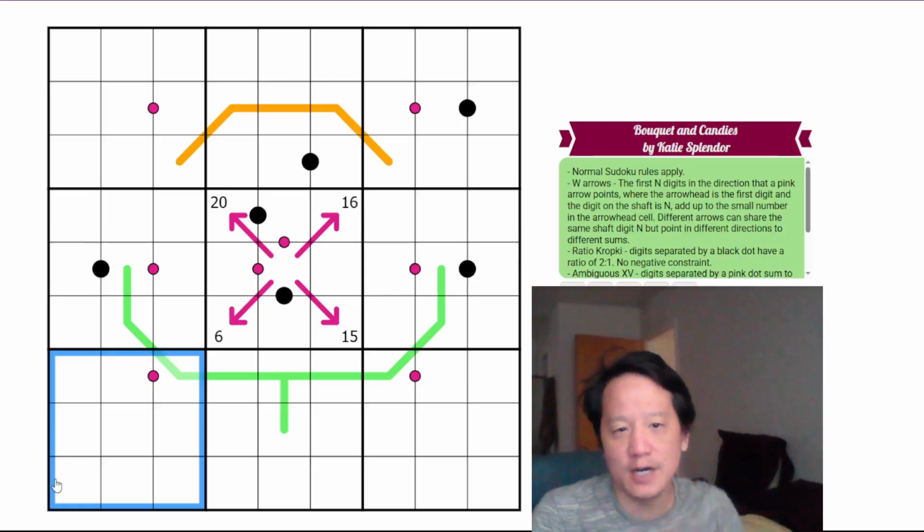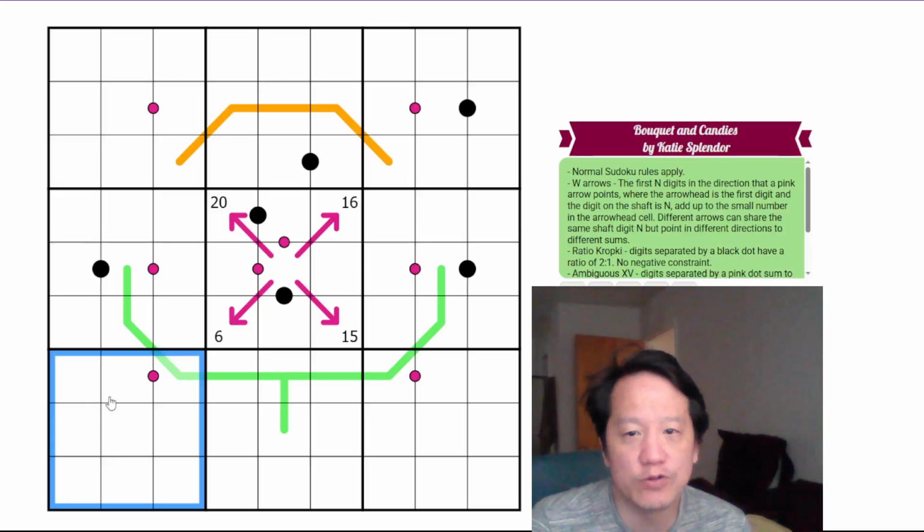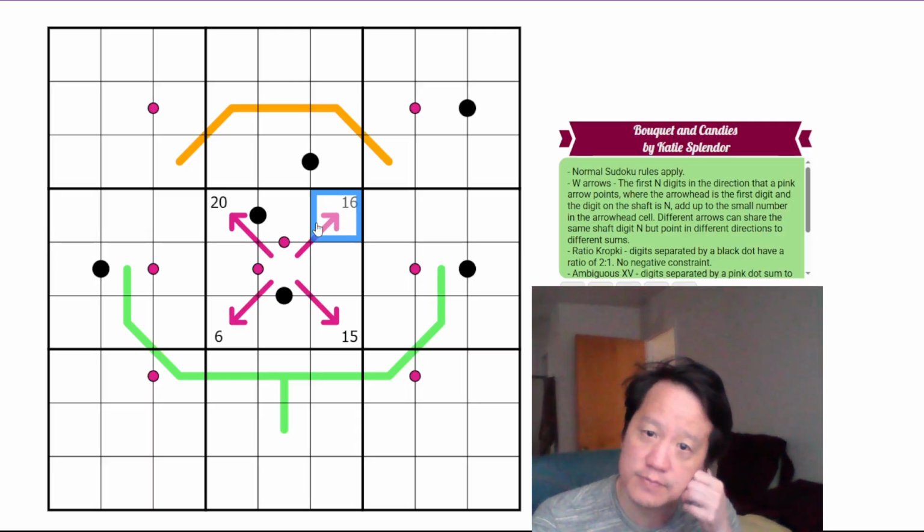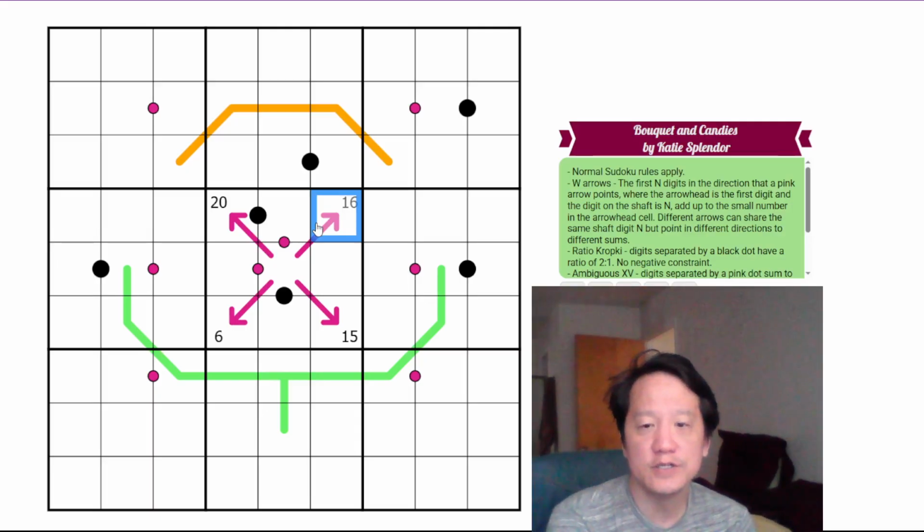We have W arrows, where the first n digits in the direction that the pink arrow points, where the arrowhead is the first digit, and the digit on the shaft is n, add up to the small number in the arrowhead cell. Different arrows can share the same shaft digit n, but point in different directions to different sums.